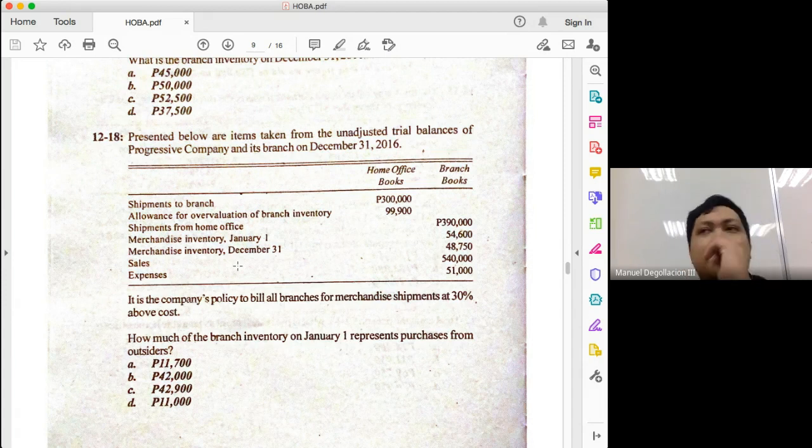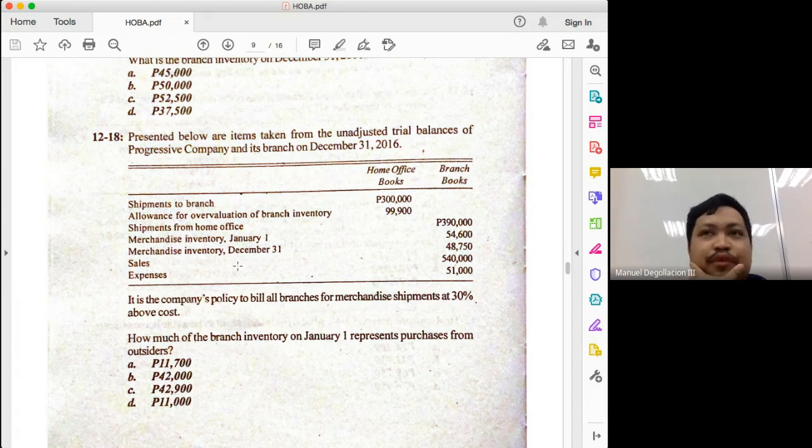Since this is before adjusting or closing entries, class, the 99,900 represents the markup on our tigas, the goods available for sale. I hope you can remember. Before adjusting balance, that amount represents the markup on your tigas. So what does it mean? That the 99,900 represents the markup on your beginning plus the markup on your shipments. Okay? So the most crucial information here, class, is the 99,900. And it's important that you know what that amount represents. And the 99,900 again represents the markup on your tigas.